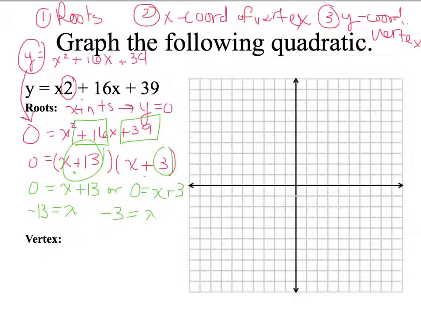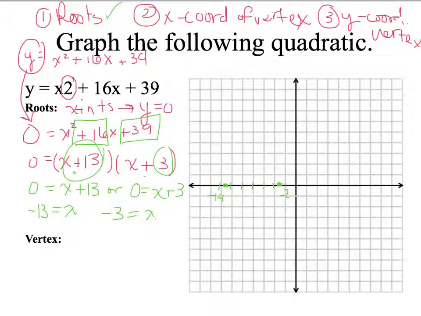and negative 3. Okay, so when I put this on here, I'm going to count by 2's. So if that's negative 2 right there, this would be negative 3 in the middle. Okay, so we have 2, 4, 6, 8, 10, 12, 14, which means 13's in the middle. I'm going to make a note that that's 14. Okay, part 1 is taken care of.